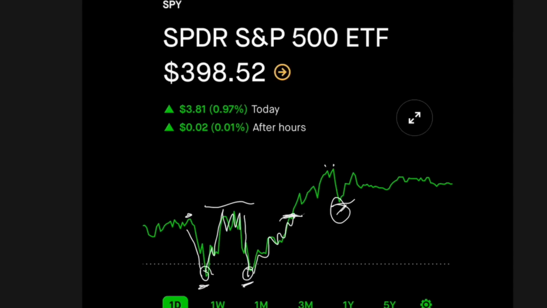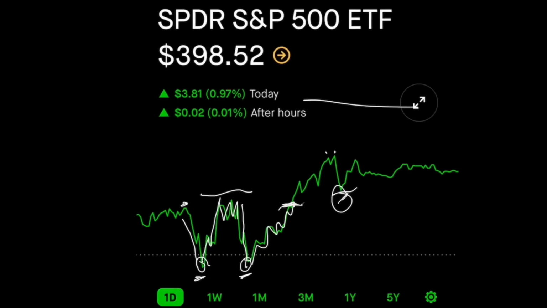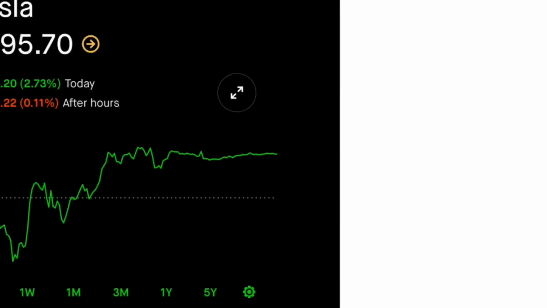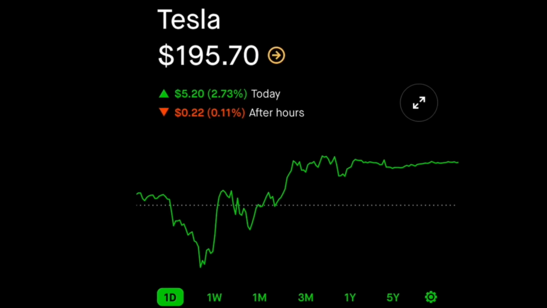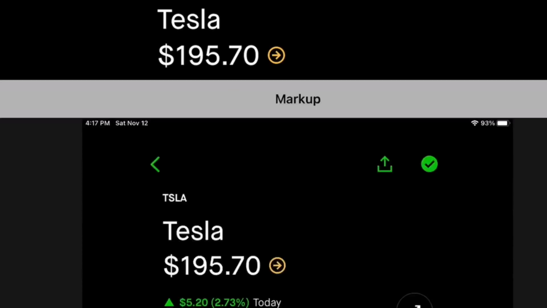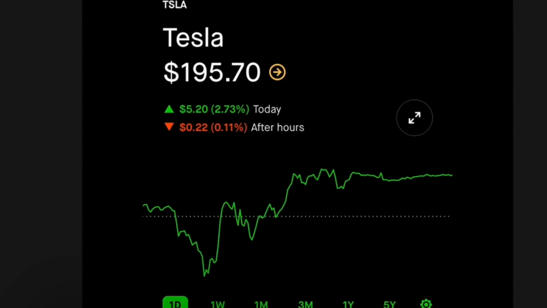Okay, so this is just an example that I wanted to show you using the SPY. Okay, and then really quickly, let me go over to Tesla. Okay, for the sake of this teaching example, look at what you see here. I'll just point it out to you. Double bottom right here. Okay, you had a double bottom right here. And then what did the stock do? Okay, double bottom, and then it shot up.